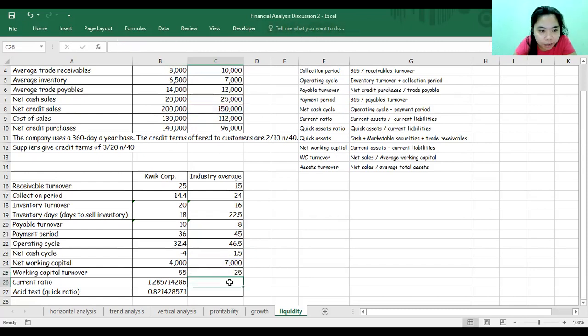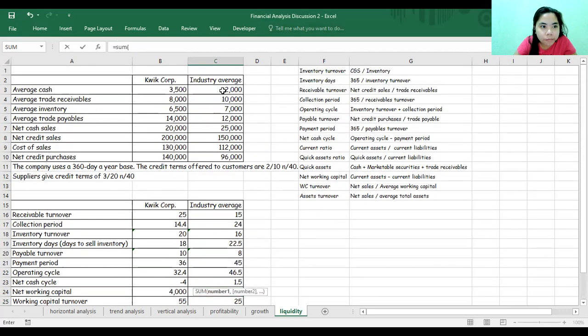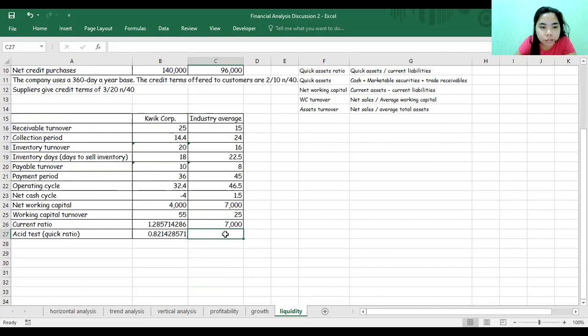Okay, 25. Then current ratio is your current assets less average trade payables. Really, it's divided by 2. 2. So, mas taas ang iyang current ratio.